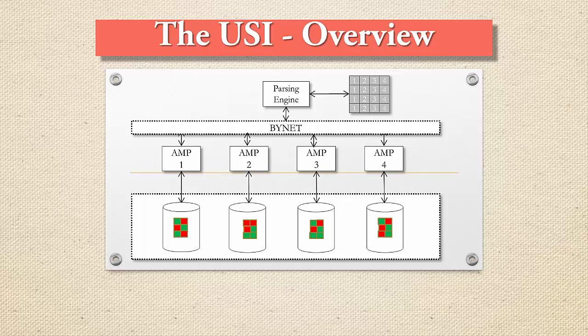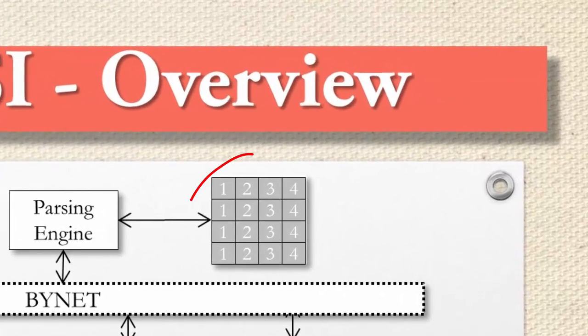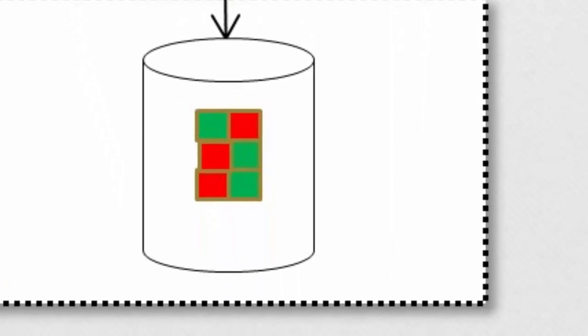First, the parsing engine locates the unique secondary index AMP via the hash map. This AMP then locates the unique secondary index block via the master index and cylinder index. The AMP moves the block into FSG cache. In memory, over the block, a binary search takes place. The located block carries the row ID of the base table.